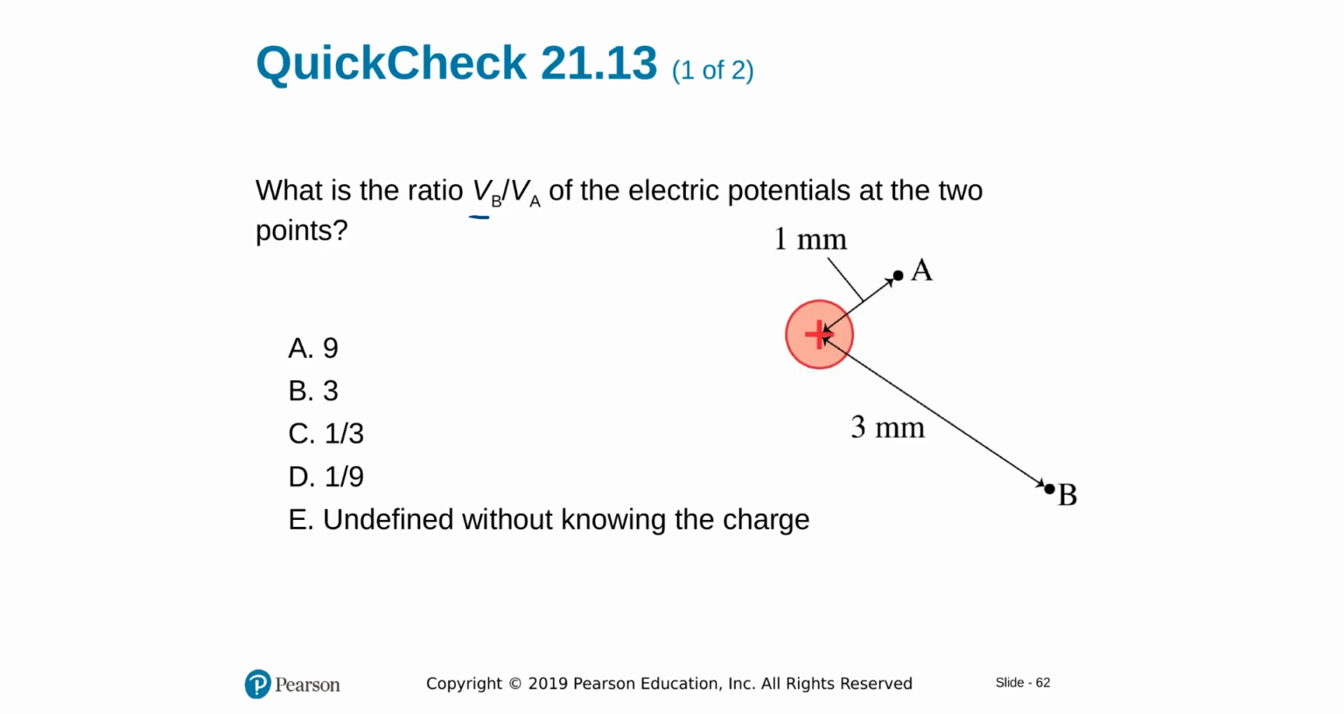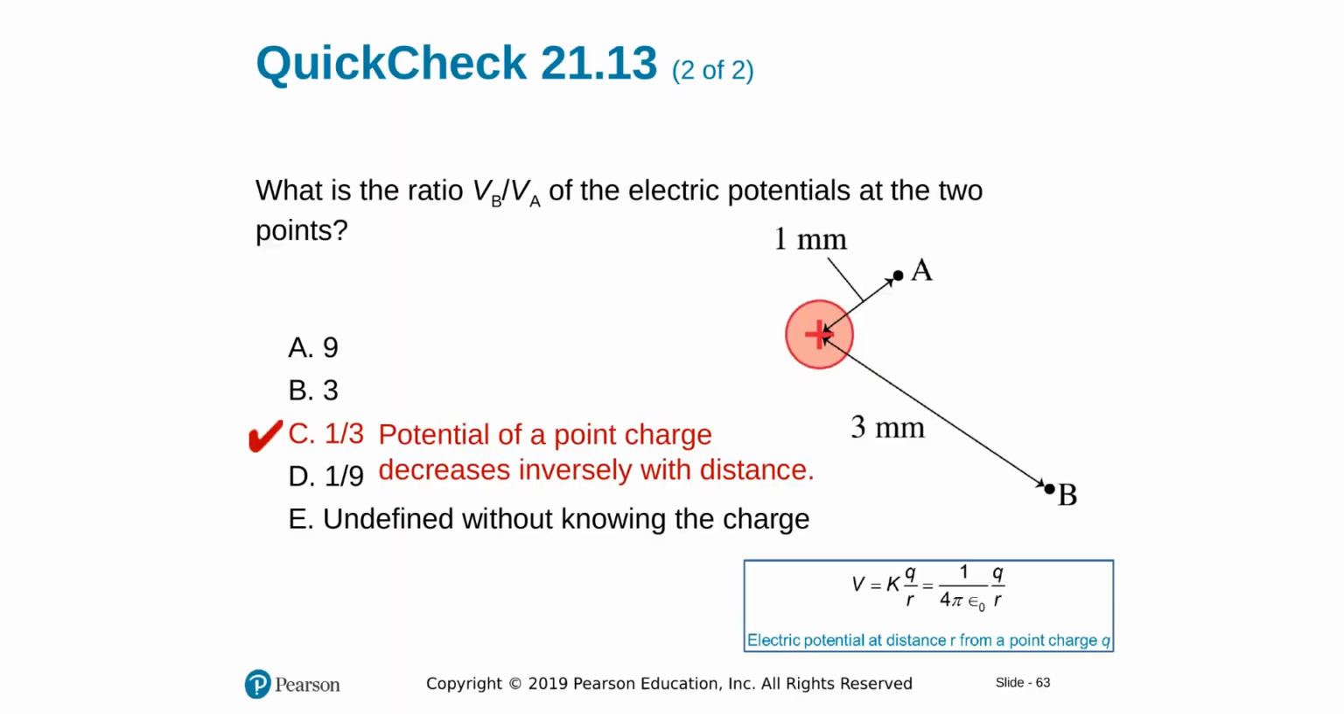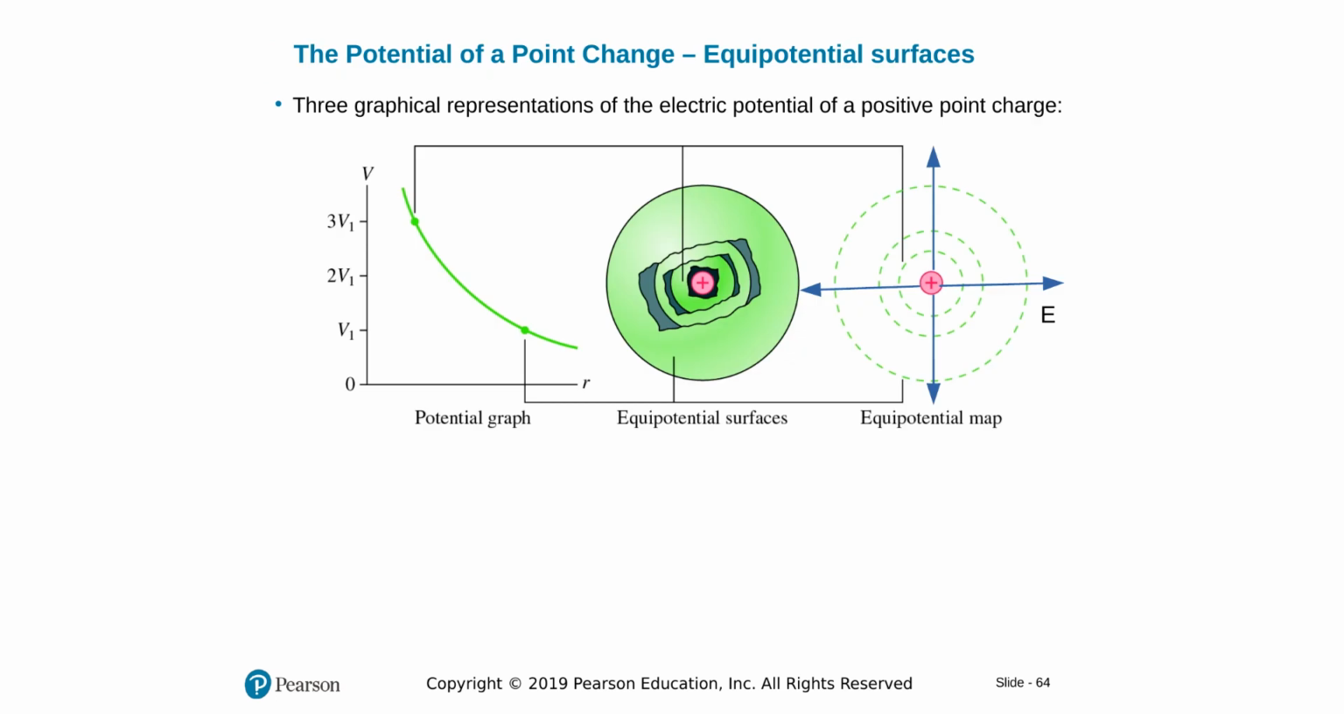Here, compare VA and VB, the potentials due to charge Q. We'll just write them down. VA will be K Q over RA. No squares. VB will be K Q over RB. RA is 1, RB is 3 millimeters. I don't even have to convert the units as it's a comparison. VB over VA should be 1 over 3, smaller. As we go away from the charge, the potential will decrease.